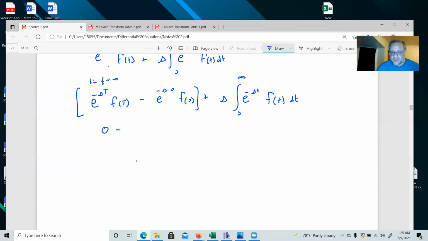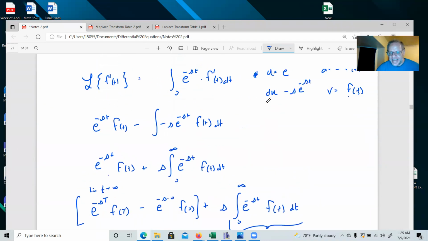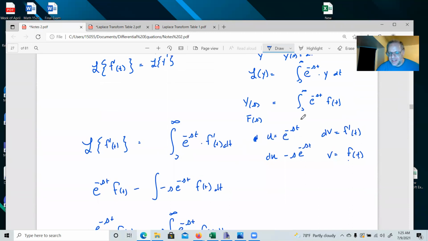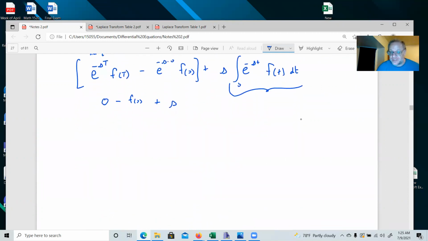Minus e to the s0, that's 1. So we just have f of 0 here. Plus s times the integral of e to the negative st times f of t. Isn't that y of s, or F of s? Yeah, we know what this is. So this is just s times F of s. So the Laplace transform of f prime of t is equal to s F(s) minus f of 0.